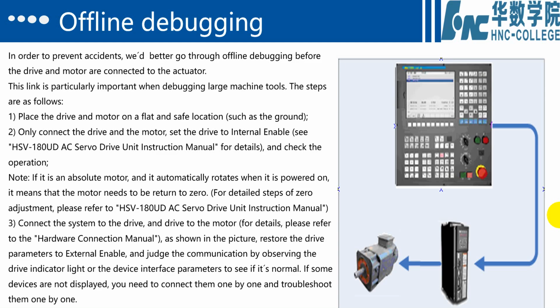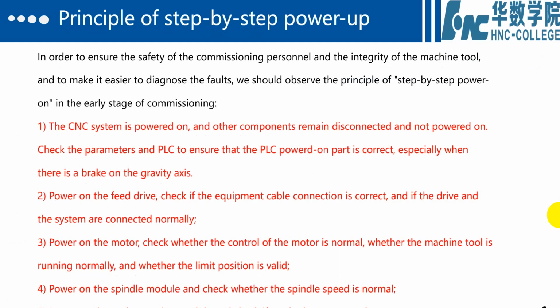We should pay attention that if it is an absolute motor and it automatically rotates when it is powered on, it means that the motor needs to be returned to 0. Thirdly, connect the system to the drive and the drive to the motor, as shown in this picture. Restore the drive parameters to external enable and judge the communication by observing the drive indicator light or the device interface parameters to see if it's normal. If some devices are not normal, you need to connect them one by one and troubleshoot them one by one.